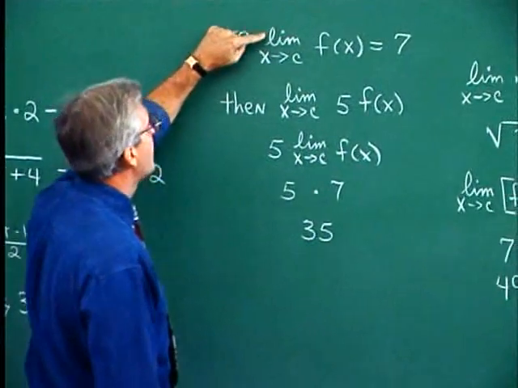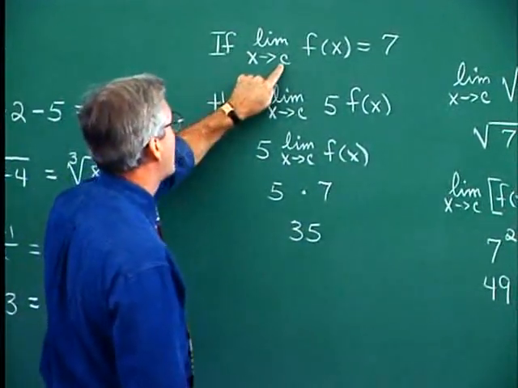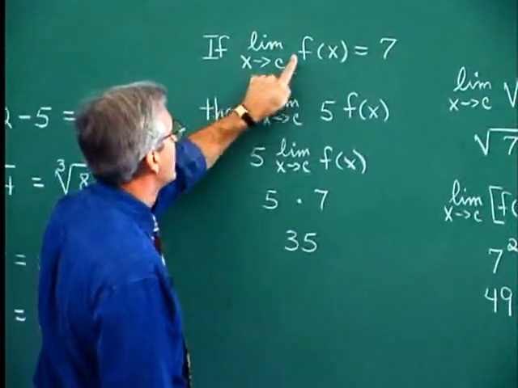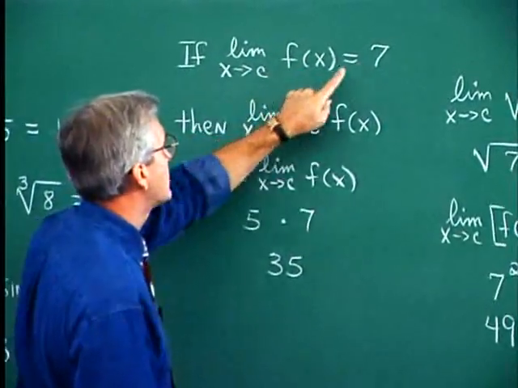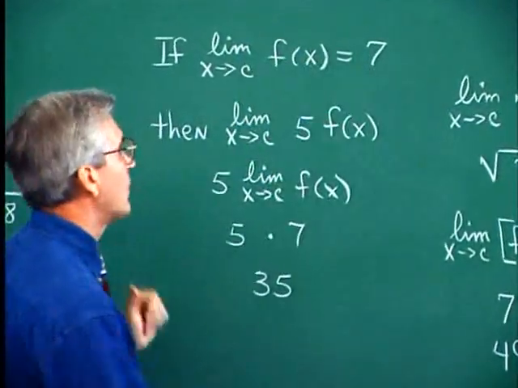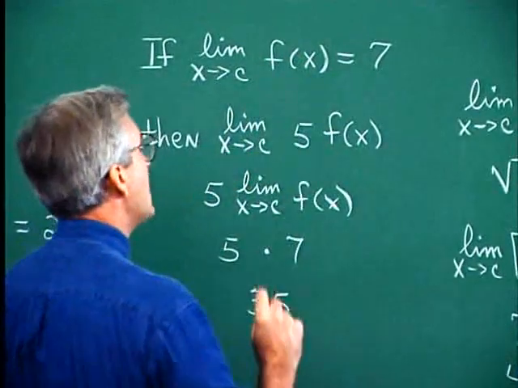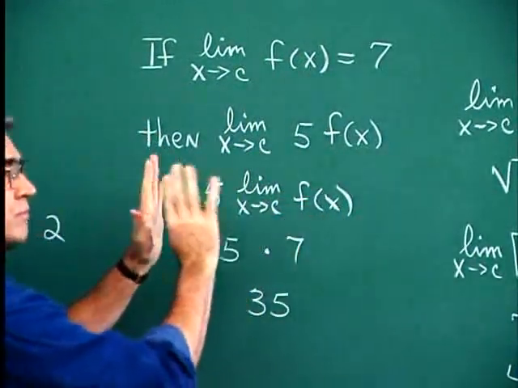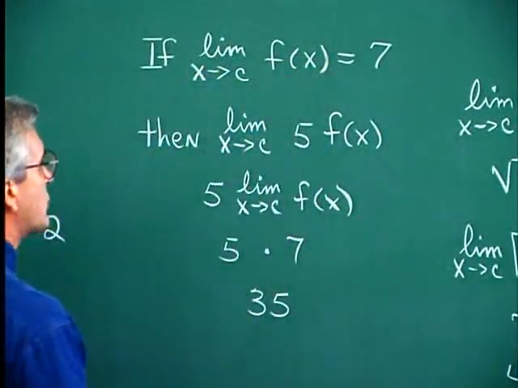Suppose we know that the limit as x approaches some target, the limit of our function as we approach the target, is 7. Let's say that's given. We're not finding the limit, we're given the limit. Now, let's perform operations on this situation.